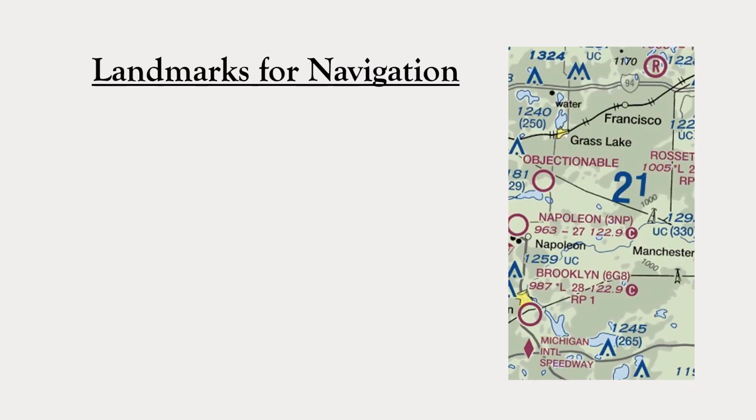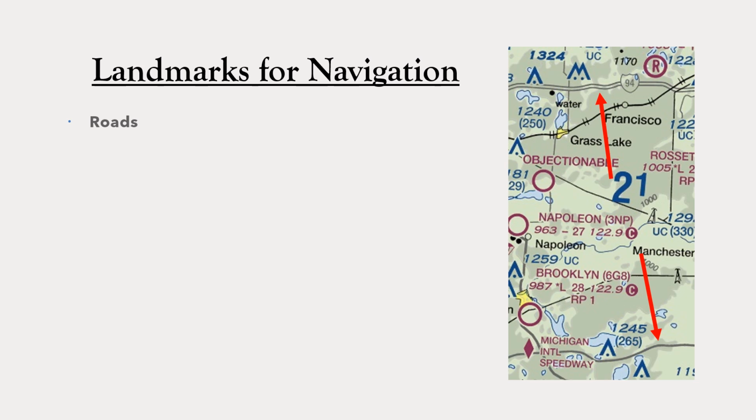So let's talk about some of the information that we find on a sectional chart. The first thing we'll find is landmarks that we can use to figure out where we are. Some good information are roads. Here we've got I-94, a nice two-lane divided highway. That's pretty easy to look at from the air and know that that's what you're seeing.